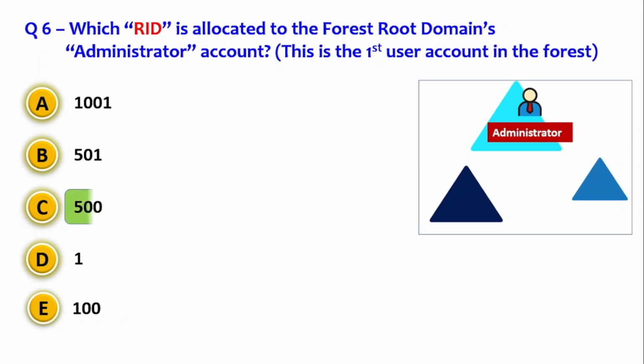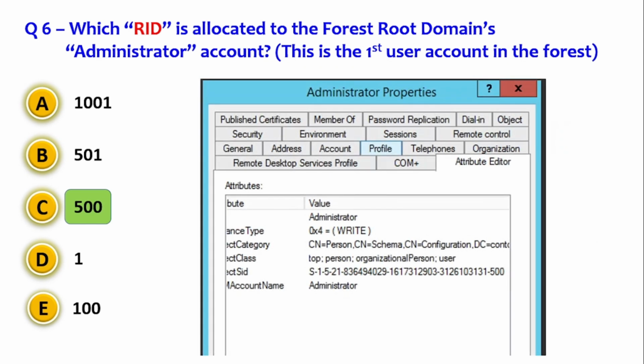So the answer is RID number 500. It is allocated to the first account which gets created in the forest. So here we have the screenshot of the administrator's properties, and here we can see the object SID, and at the end we have 500. That's our RID.